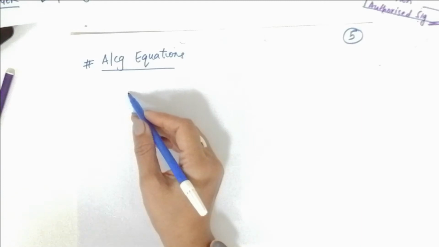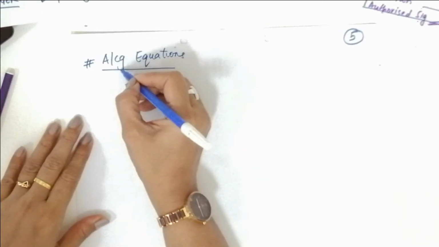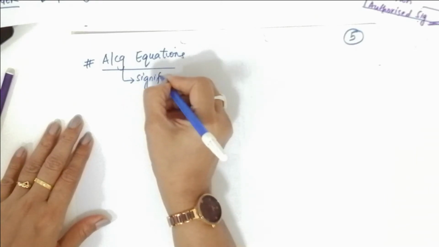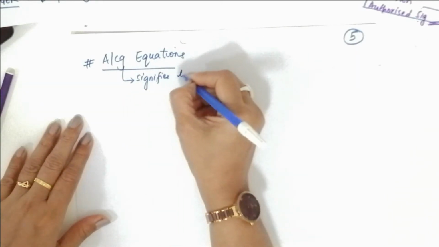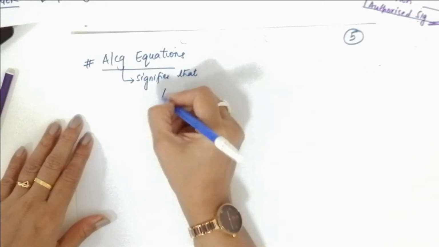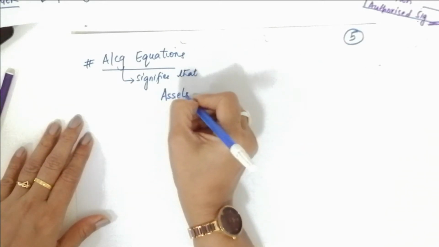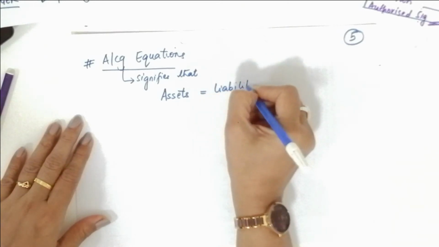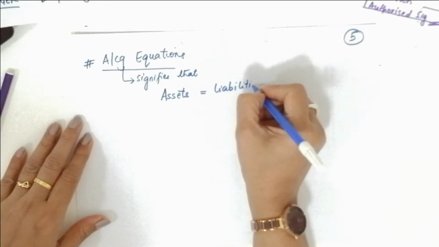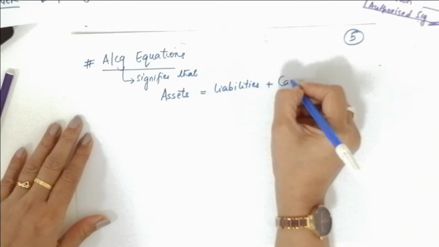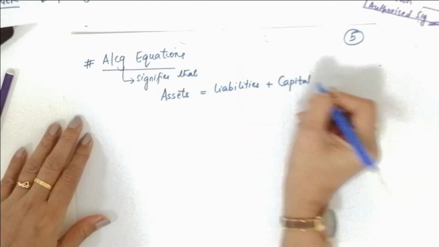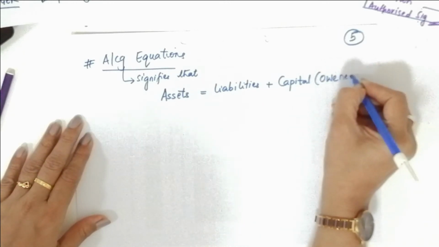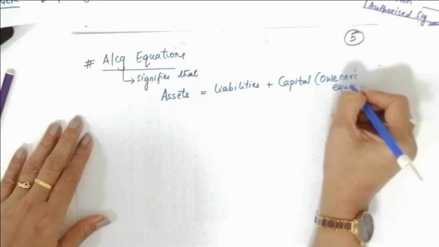So we move to the accounting equation. Now what does accounting equation mean? It signifies that my assets are equal to liabilities and capital. Now what is capital? Capital is also called owner's equity.